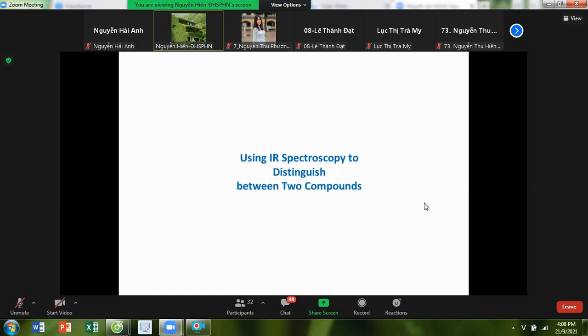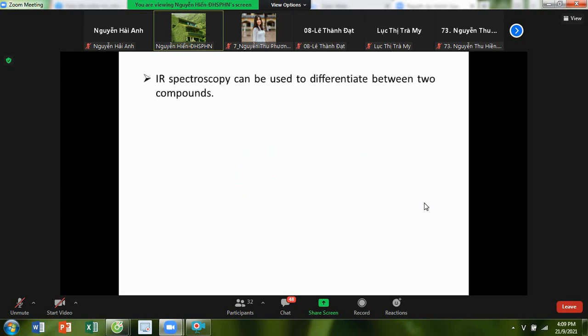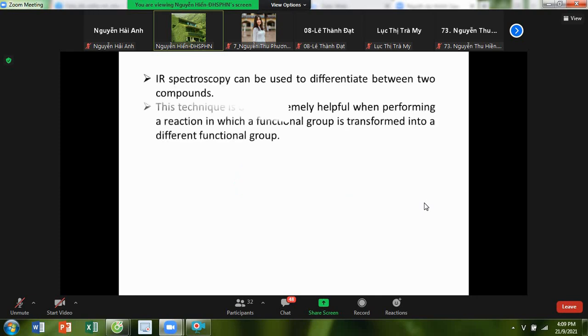Okay, let's continue. One application of infrared spectrum is to distinguish two compounds. You can use infrared spectroscopy to differentiate two different compounds. And this is very useful when you perform reactions in which a functional group is converted into another functional group.